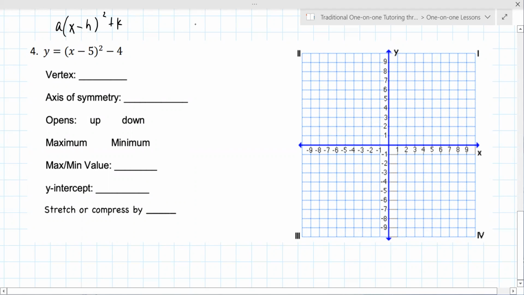It's 5 and -4. Good, really good. Your axis of symmetry is the x value of the vertex, so that's x equals 5. We can draw that point, 5 and -4, right in there. If you want, you can draw that vertical dashed line, it's up to you.